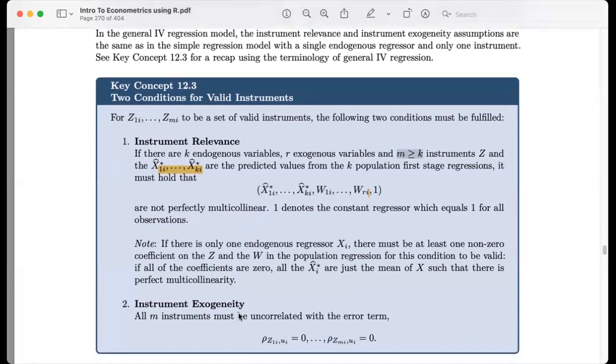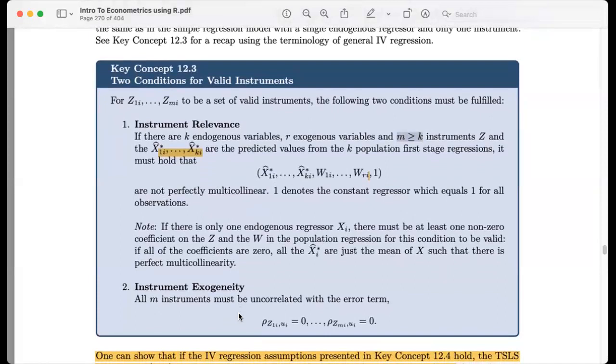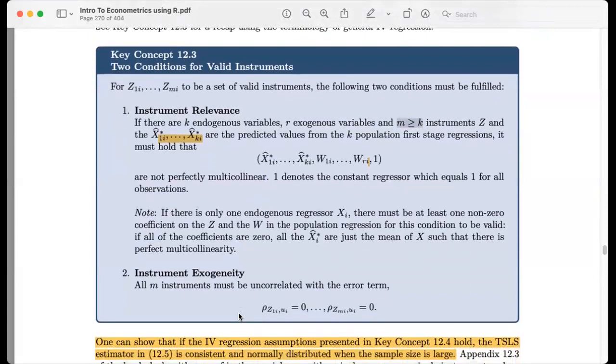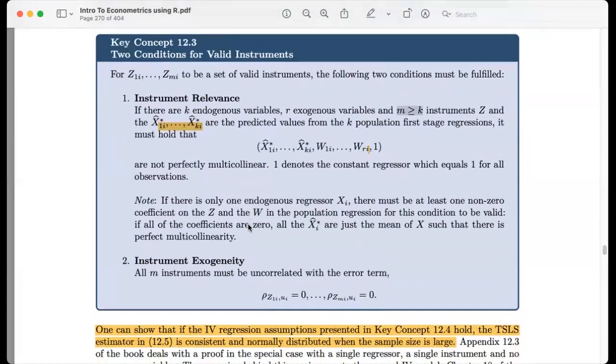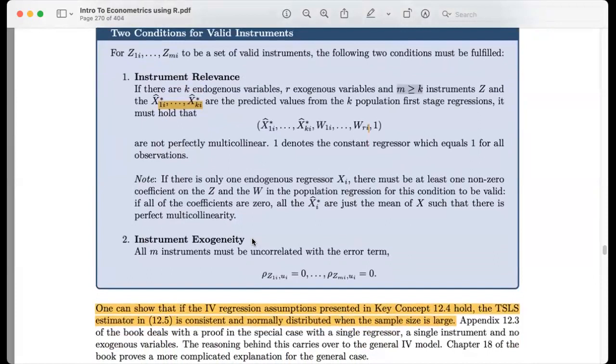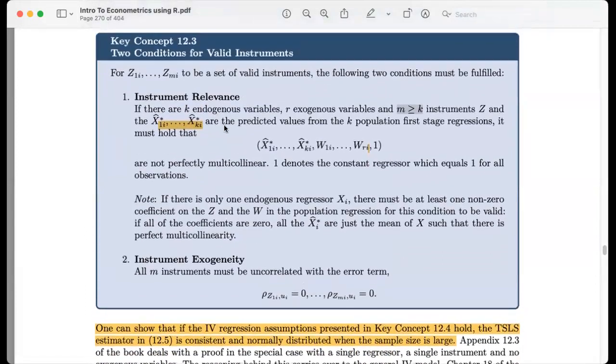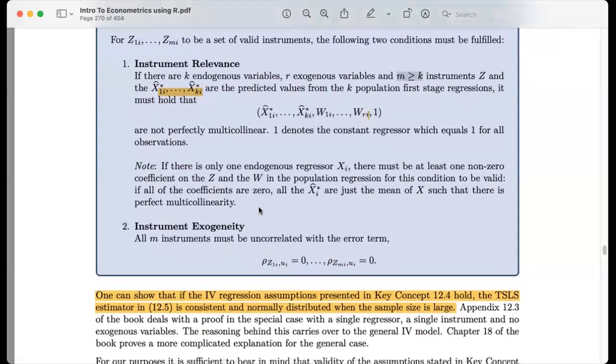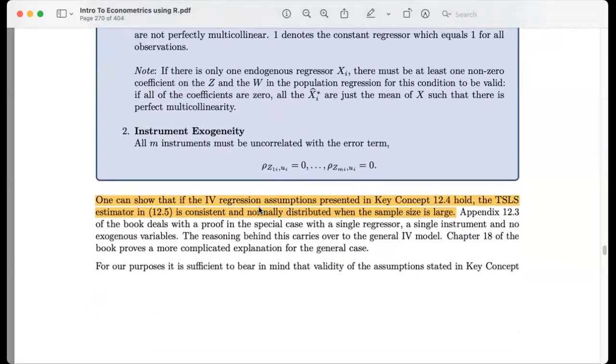And the second condition, which is the exogeneity condition: all M instruments must be uncorrelated with the error term. So if we can show that these two conditions are met, then the betas we get from the IV regression, we could say they have causal implications. We could say they are consistent, they are unbiased. But to get these two conditions satisfied, it's not that easy.